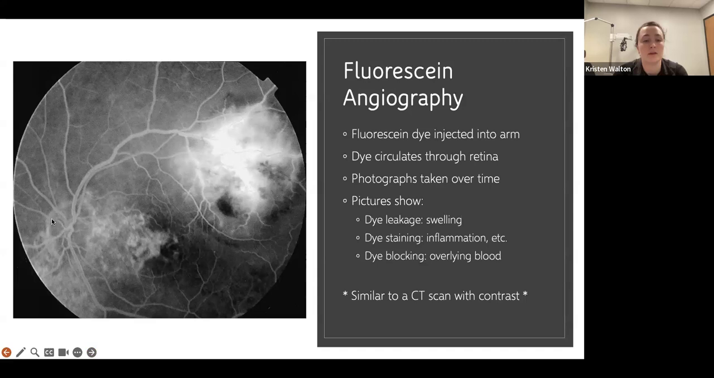So if we see this area, the nerve here, and then we've got our arcades, and then where it's super bright and hyperfluorescent, that dye is leaking there. So we've got some swelling. And then we can have some dye staining that's more central here, showing some inflammation. And then we can actually have dye blocking. So then we can have some overlying blood that's blocking any of that transmission there. Very similar to a CT scan with contrast.